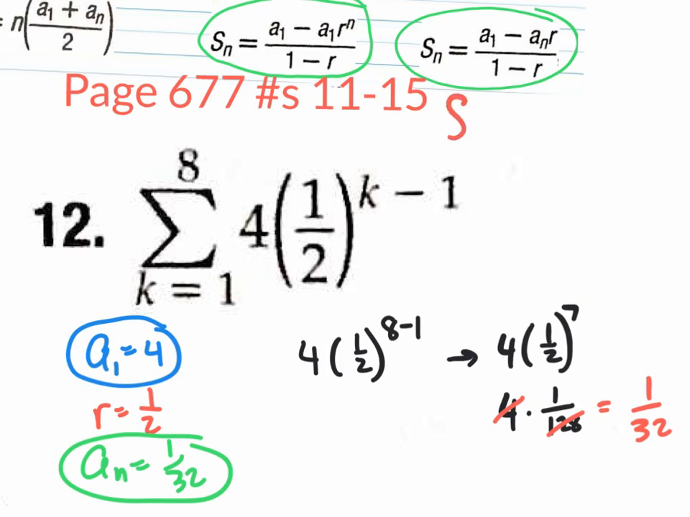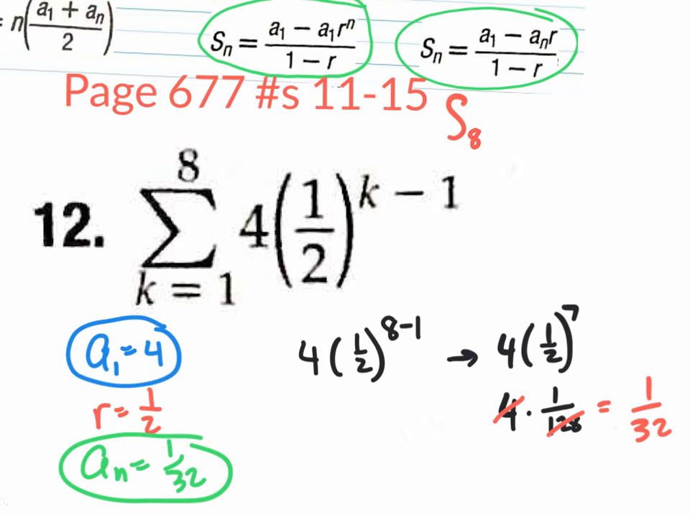S sub 8, no, not 8. How many numbers are there? There's actually 8 take away 1 plus 1. Obviously, there's 8 numbers, right? You start with 1 all the way to 8. There's going to be 8 numbers on your list. 8 take away 1 plus 1. That's really 8. So let me start my formula over here.